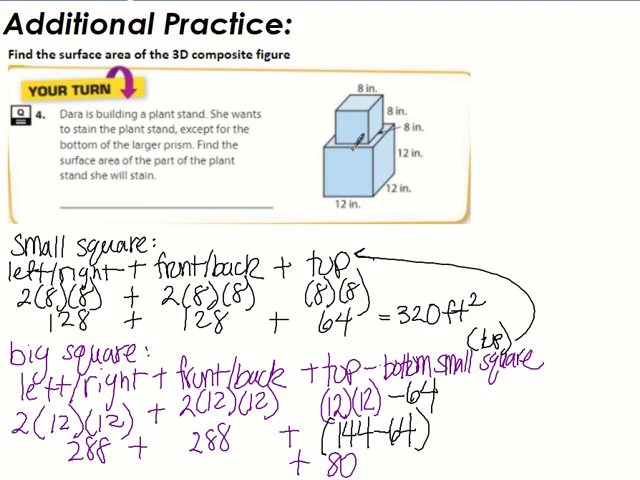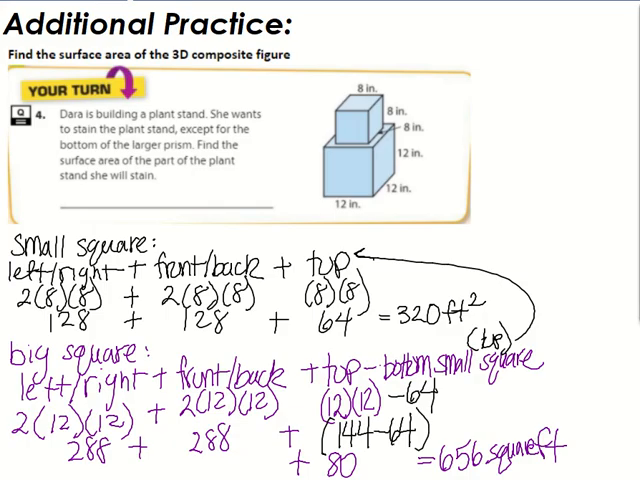So we do 288 plus 288 plus 80, and that gets us 656 square feet. I didn't spell that right. There we go. Now, we're almost done.